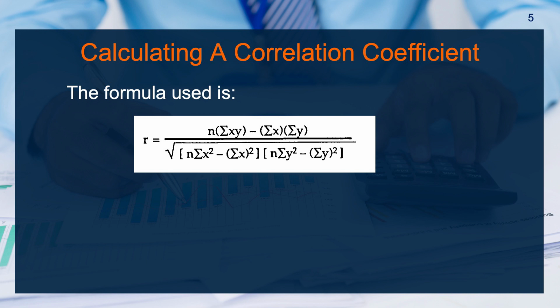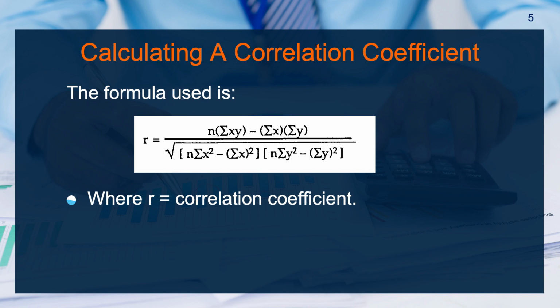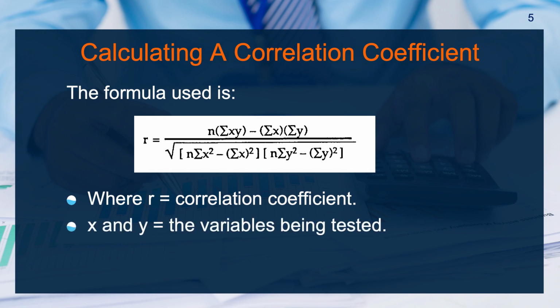So in this particular formula, we can see that R is the correlation coefficient. That's the value we're going to try and calculate and will be the one that allows us to then gain a greater understanding of the relationship between the two data sets. X and Y are obviously the two variables that are being tested, and N is just the number of data points that we've got.